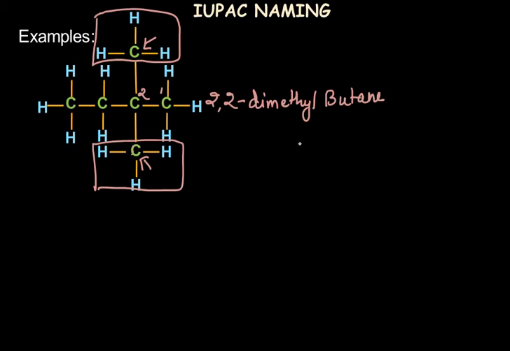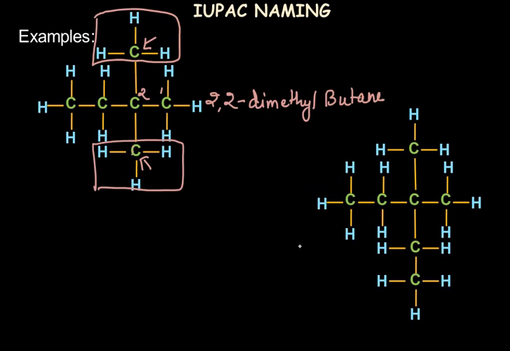I repeat, here there are 2 methyl groups as substituent groups, so we have named this as dimethyl. Now the number given is the number of the carbon atom to which the substituent group is bonded, which is the second carbon atom. Both groups are bonded to the second carbon atom only, so we numbered it twice. 2,2-dimethylbutane.